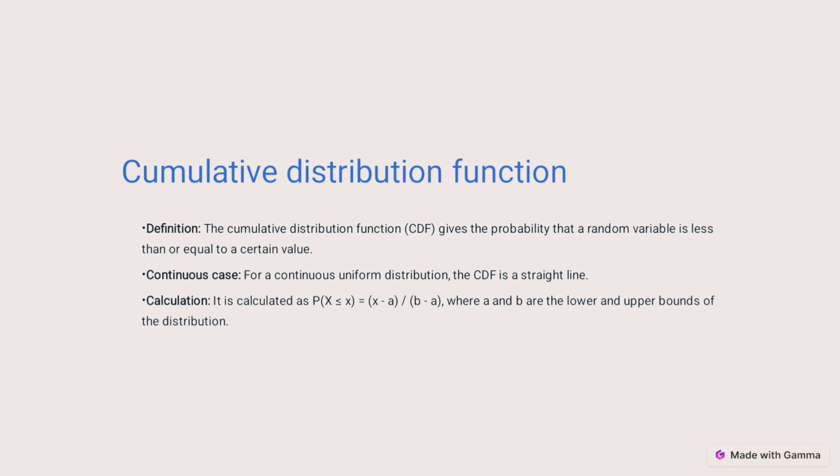After the PDF there is the CDF, meaning cumulative distribution function. The cumulative distribution function gives the probability that a random variable is less than or equal to a certain value. It's not used much, but still we are going to see it. Now let's go to the next page.